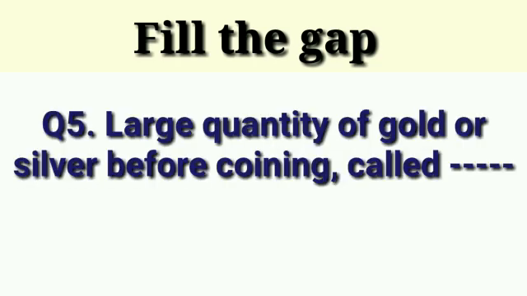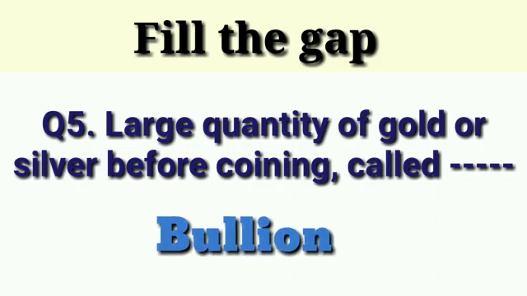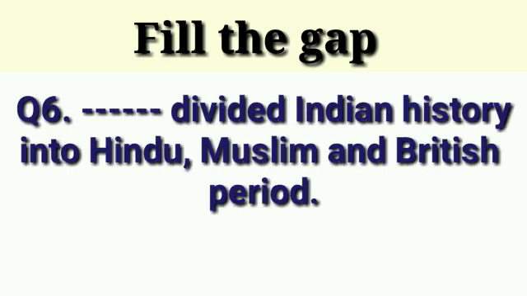Next question is, large quantity of gold or silver, called before coining, exchange the things with gold and silver. The process is called bullion.